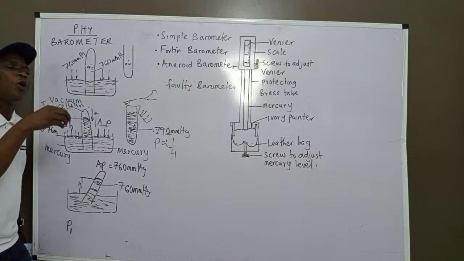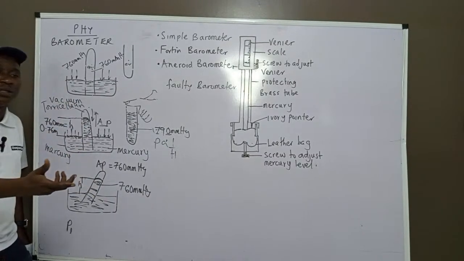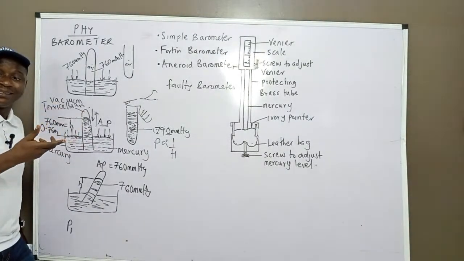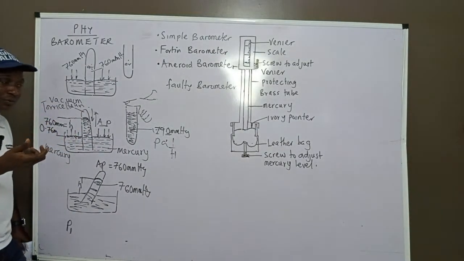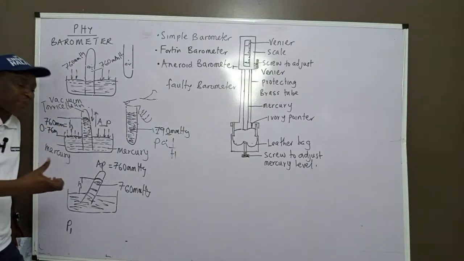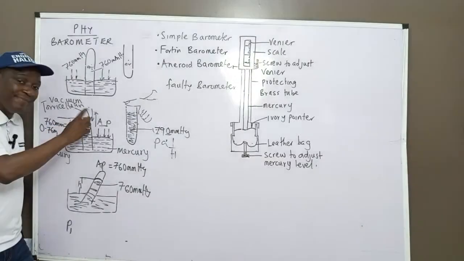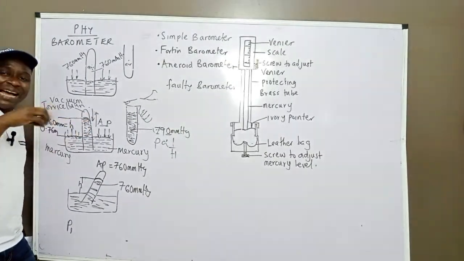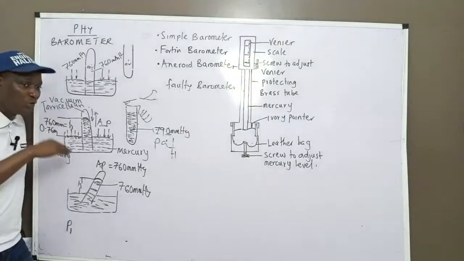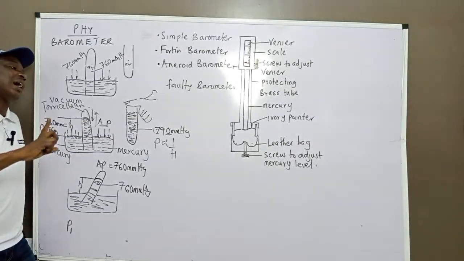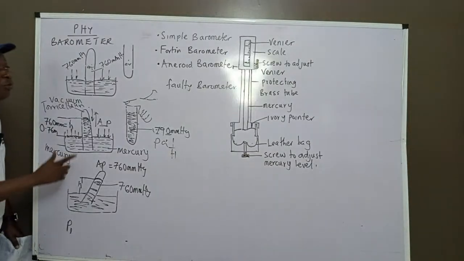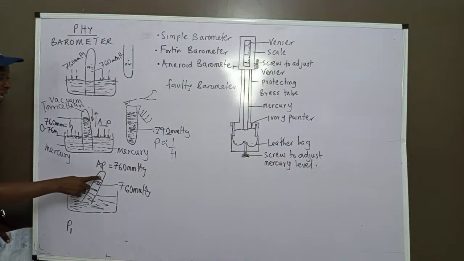Why? Because gas will exert pressure. Don't forget that air is a gas. When air bubbles are a gas, they will exert pressure on the mercury itself, thereby helping to make the mercury column fall and increase pressure. That's what happens. So that's why we must ensure we avoid air here.